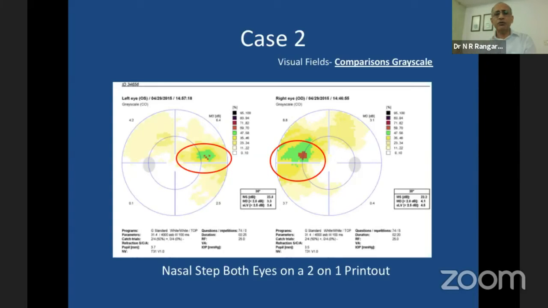So when we do a visual field, we are looking at the topography of the defect, and it's not that this many points, this much percentage. We look at what is the topography of the defect. Is that correlating with the structural defect? That's what we're looking at.